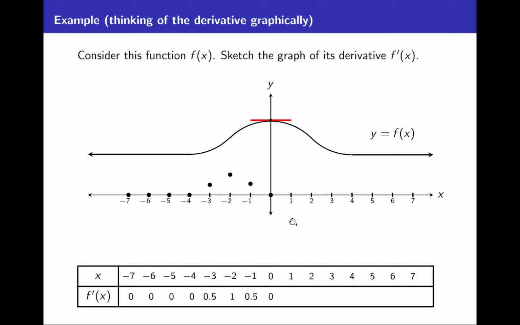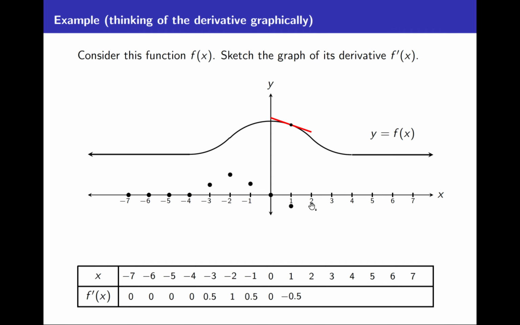And then continue to x equals 1. Now the tangent line has negative slope. And it looks like, estimating here, rise over run is negative 1/2. So f prime of 1 is negative 0.5. We're going to plot that point 1 comma negative 0.5.